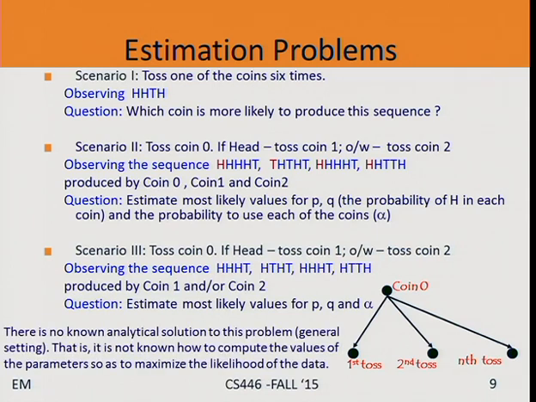Now, you can imagine how you do it, and I want you to think about it. There is really no known analytical solution to this problem in the general setting. So we don't know how to compute closed-form values of P and Q. What we know is how to come up with an iterative algorithm, very similar to the iterative algorithm that we discussed in the last few minutes. And this iterative algorithm is going to maximize the likelihood of the data. In fact, it's going to find a local maximum of the likelihood of the data.